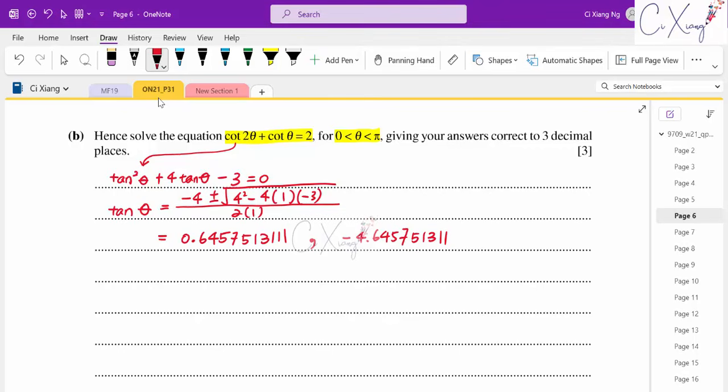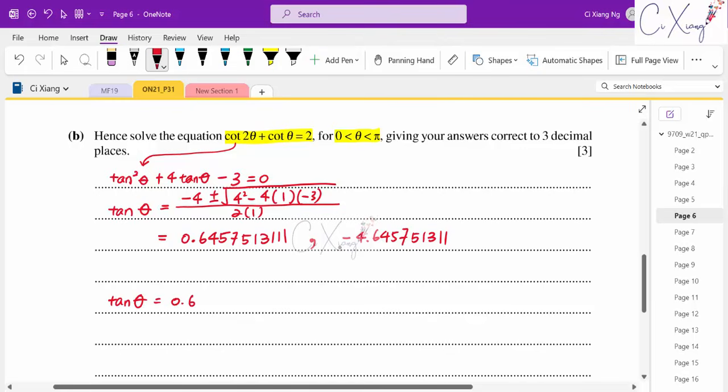Okay, because I know that this is not my final answer yet, usually I will keep all the values as long as possible. Although it is a bit troublesome, I'm doing this because I want to make sure that my final answer for theta will be the accurate one. Okay, right. So first, I want to solve the first equation, where tangent theta equals 0.6457513111.